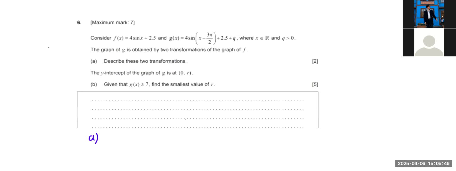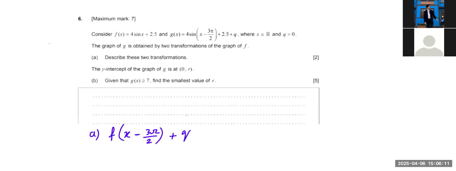Well, first thing I see is that we take F and we subtract 3 pi over 2 from its x, right? So instead of x, we have x minus 3 pi over 2 in G. So we've basically replaced the x with x minus 3 pi over 2. And we've added, on top of 2.5, a q at the end of F, right? Because everything else is the same. So this is what G of x is.